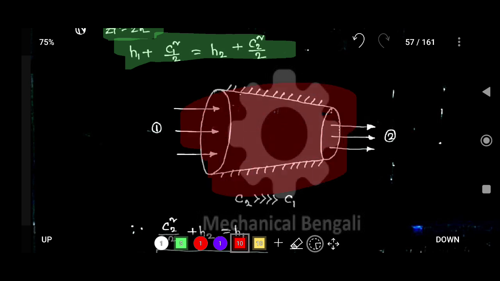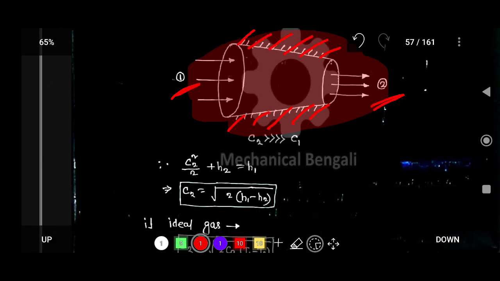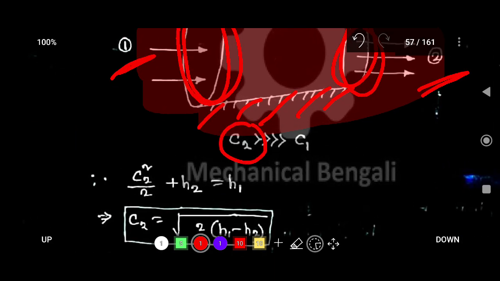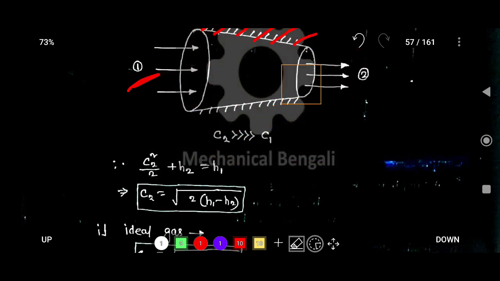Okay, so consider it is a nozzle, and the nozzle has one as the inlet and two as the exit, and the walls are insulated. That means there is no heat transfer through the wall. As the inlet area is large and the exit area is less, the exit velocity is larger than the entry velocity. So you can write that C2 is greater than C1.